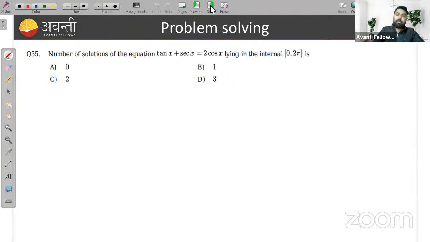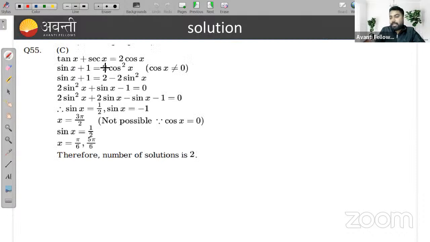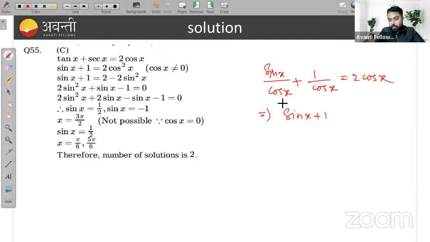Okay, see. tan x plus sec x is equal to 2 cos x. It is given. Then try to write tan x as sin x upon cos x, sec x as 1 upon cos x, is equal to 2 cos x. Okay. Then take the LCM. In the left hand side, you are getting sin x plus 1, and the denominator, multiply this to the right side. The right side becomes 2 cos square x.